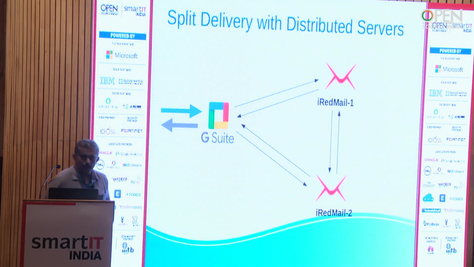So, this will be the typical architecture of split delivery with the distributed servers. Your MX will be pointing to G Suite. From G Suite you will have rules or routes. So if user A is on iRedMail 1, you can forward the route to the iRedMail 1 server, and if the user is on iRedMail 2, G Suite can forward it to the second server, and between the iRedMails we can always use transport maps and forward the mails, correct.